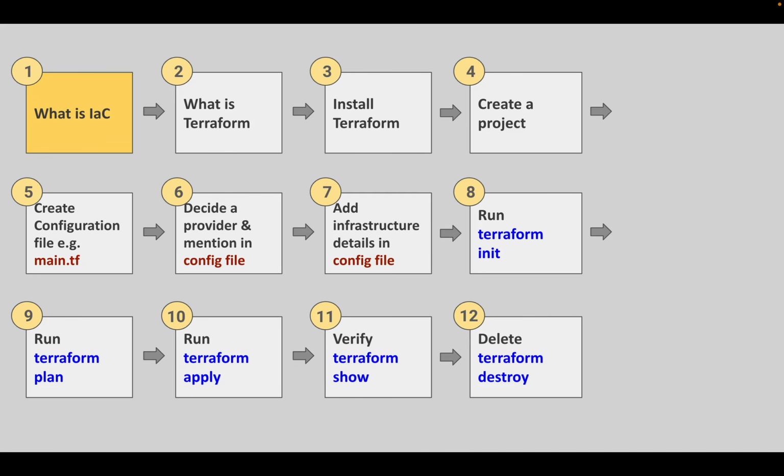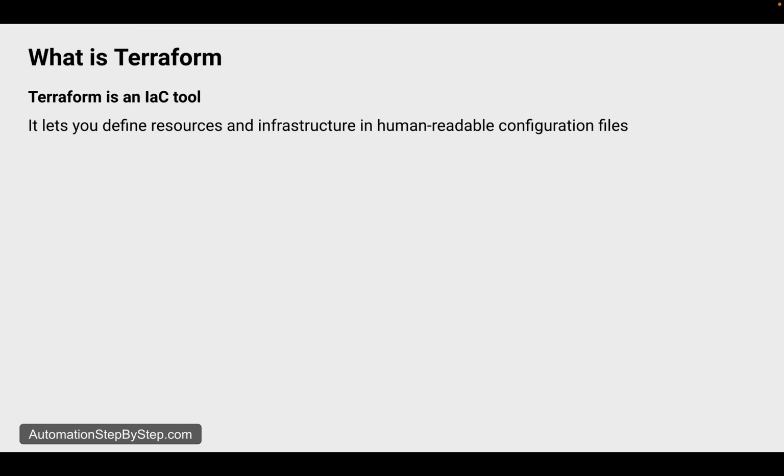Okay, so we have completed what is IAC. Let us now go to the second topic, what is Terraform. Okay, now Terraform we know is an IAC tool, and this tool helps us to define all our infrastructure requirements or resources in a human readable configuration file. So the configuration file we have for Terraform is human readable, as well as we can use the same file for running to create our infrastructure, and it is an open source tool. It also has a commercial version, but we are going to focus on the open source IAC Terraform tool.